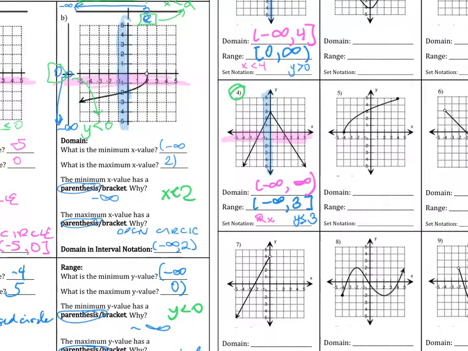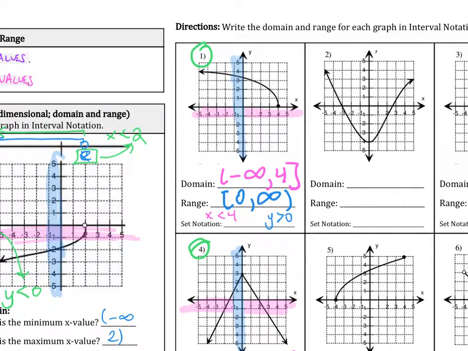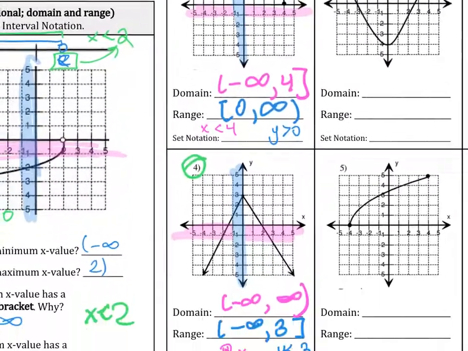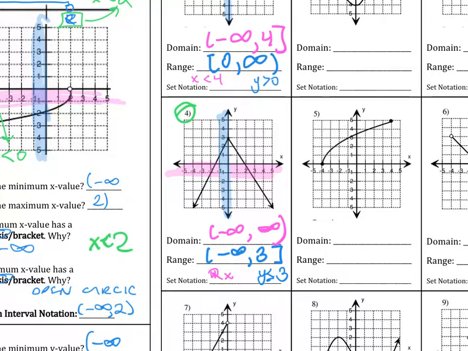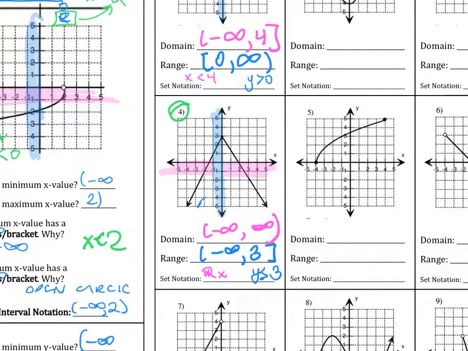All right, if you tried this out, I did both. So on number 1, the domain is negative infinity to 4, and I highlighted it in pink to help you out. And then for the range, the lowest is 0, and it goes to positive infinity. And then if you tried the set notation, this is what it should look like. For number 4, the domain is negative infinity to infinity because it goes forever. Then for the range, the lowest is negative infinity, and then the highest is a positive 3, and that's included. It's a closed circle there. It passes through that point. And so this is the answer in interval notation.